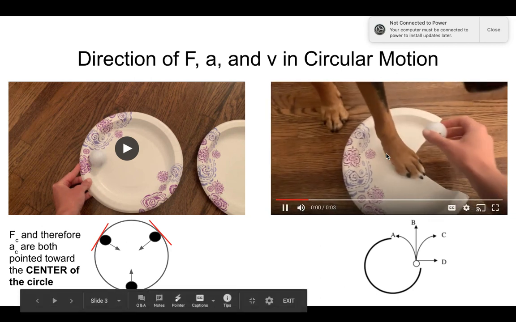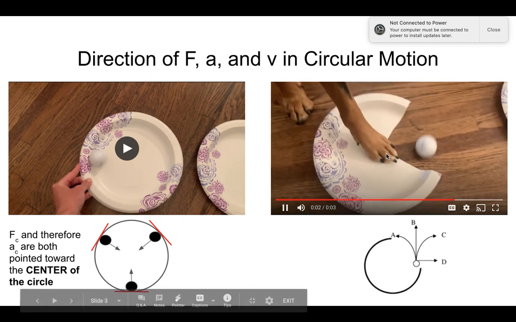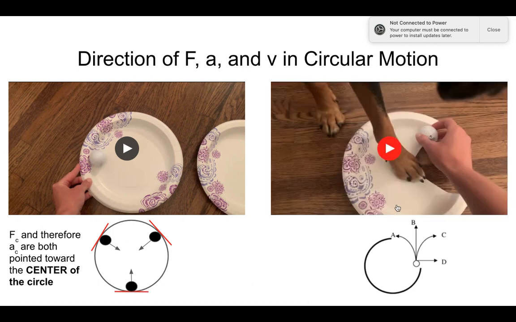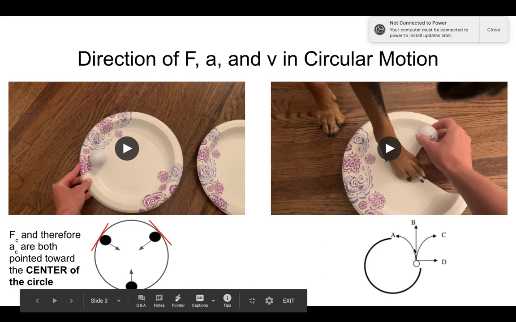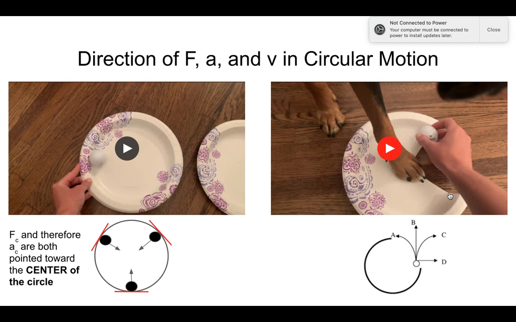All right, so let's play it. We can see that it pretty much goes straight. I know that it kind of curves in between these right here, but it's just because the lip of the plate kind of makes a weird thing. So the answer here is B.